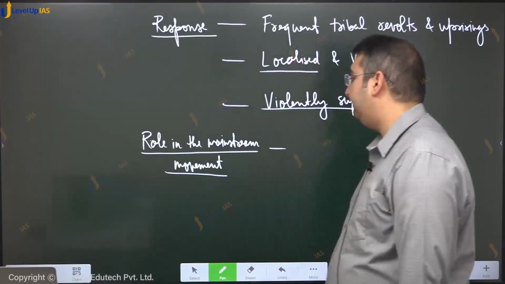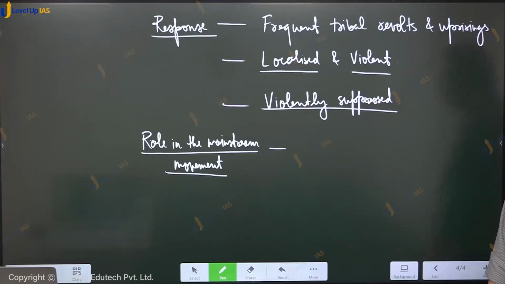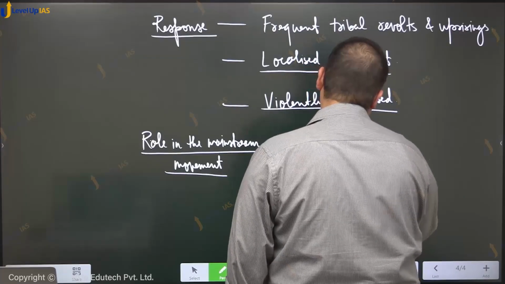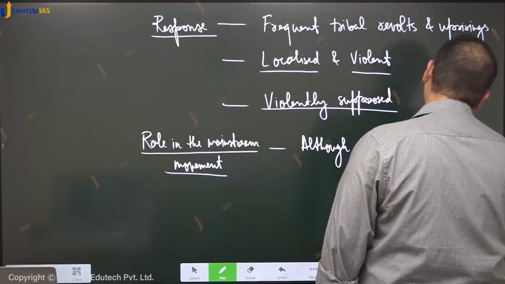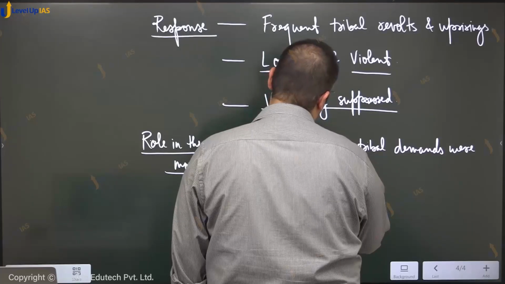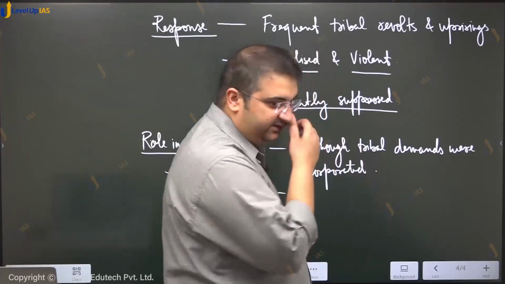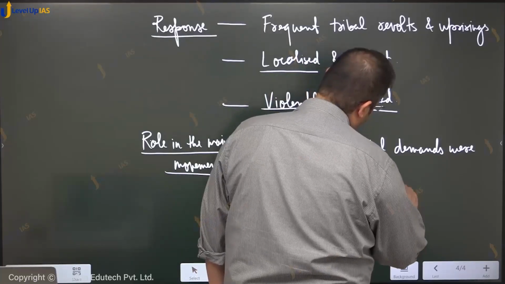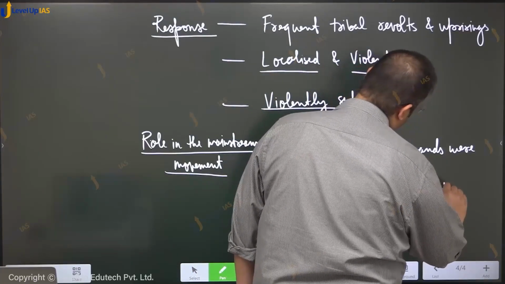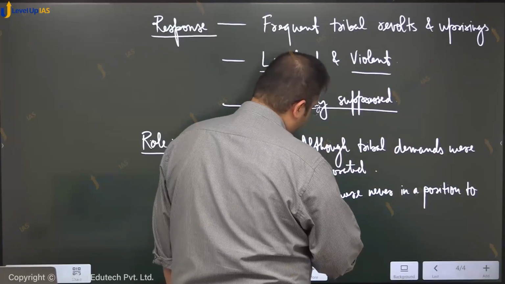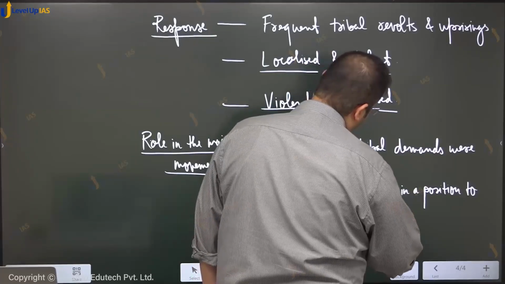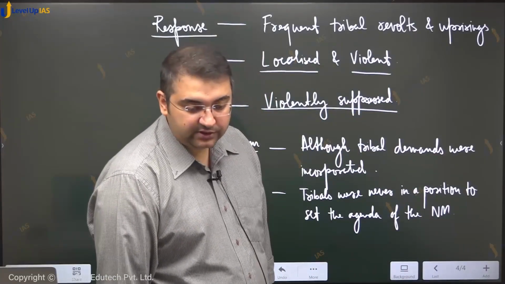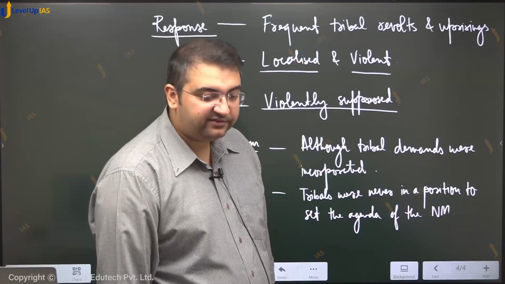Did the tribals play a major role in the mainstream national movement? No. Although tribal demands were incorporated, we see that the tribals were never in a position to set the agenda of the national movement. They had no say in when the movement should be launched, what should be the program that should be adopted, and what specific tribal demands should be raised.